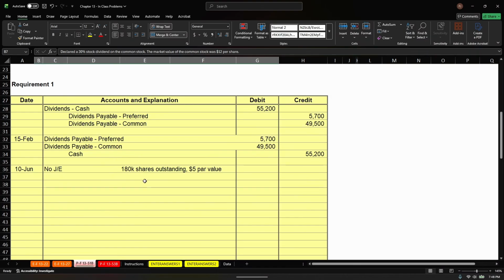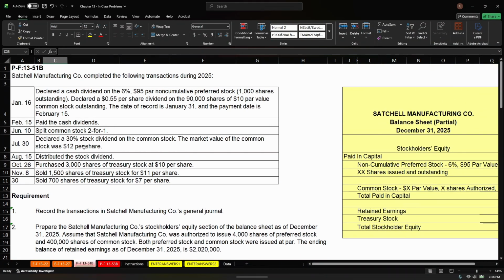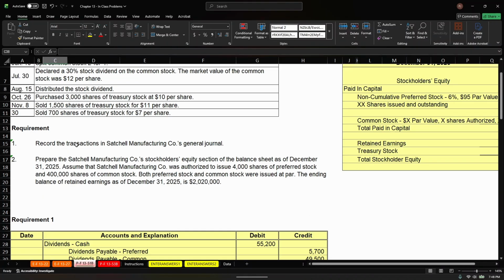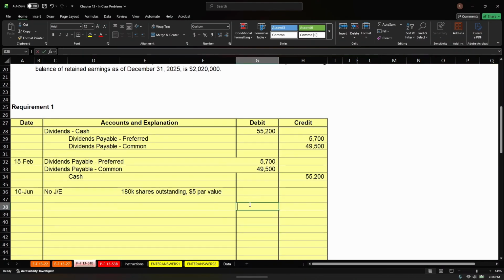So we have 180,000 shares outstanding, and it's a $5 par value. So one way you can do it is to figure out the value of the stock dividend. You basically can do 30% times 180,000. That's the number of new shares that we're going to create, times, in this case, again, since it's a large stock dividend, we're going to use the par value, not the market value. Okay, so it's $5 par value.